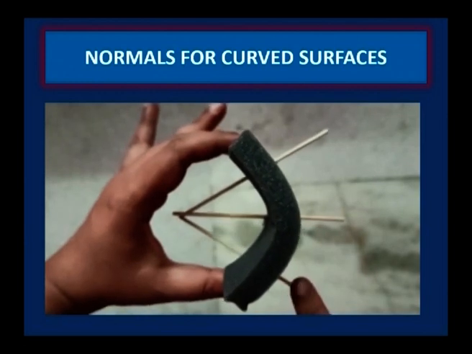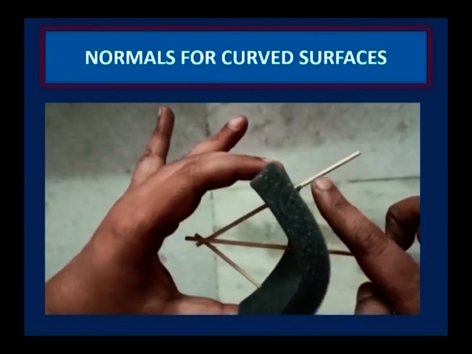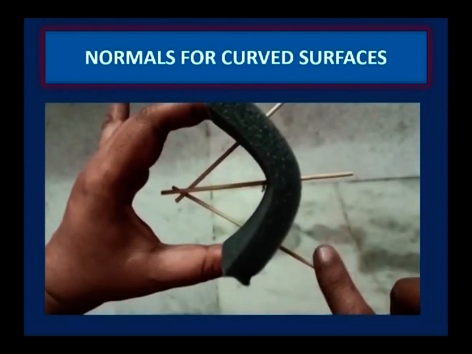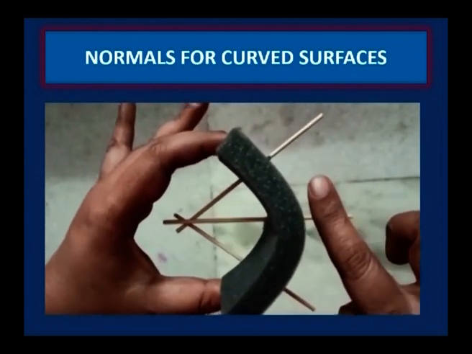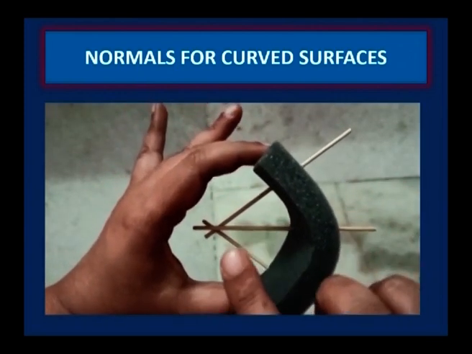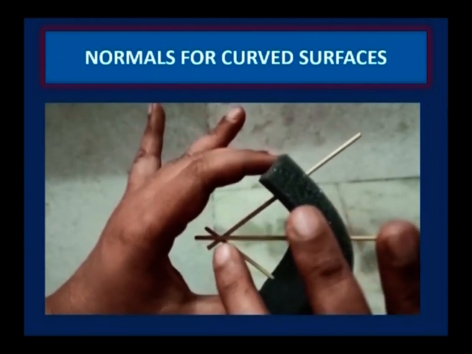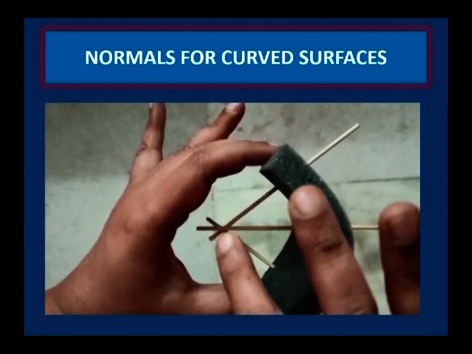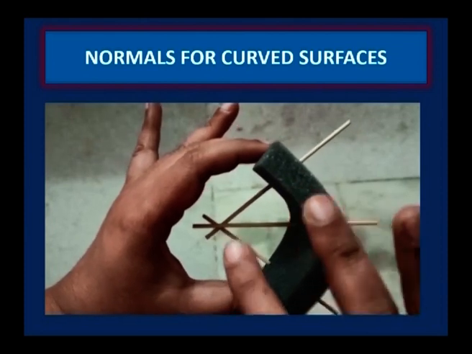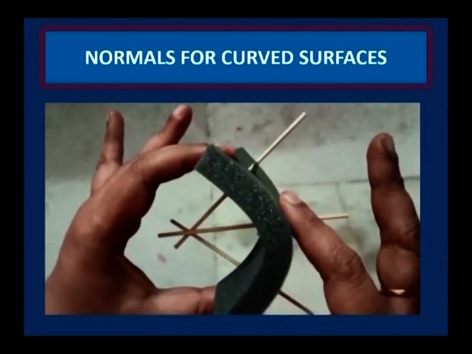What is happening to the normals? They are going away from each other. Yes, they are diverging from each other. They can't meet anywhere. But observe the back side. The normals are extended backwards and they meet behind the mirror, which is called the center of curvature. This point is called the center of curvature.